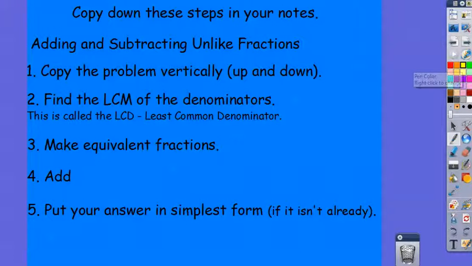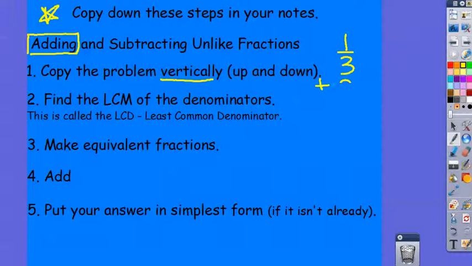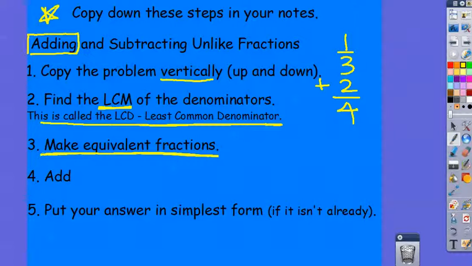So I know that I went through those steps, and if you didn't get a chance to copy them down, here is your chance. So we are adding unlike fractions. The first thing that I want you to do is copy the problem down vertically, which means up and down. So here's an example. I want you then to find the least common multiple, also known as the least common denominator, and that's going to get our fractions to have the same denominator. Then once you have the least common denominator, you're going to make equivalent fractions. Then you're going to add the numerators and keep the denominator the same, and then you're going to put your answer in simplest form. So make sure that this is in your notes.